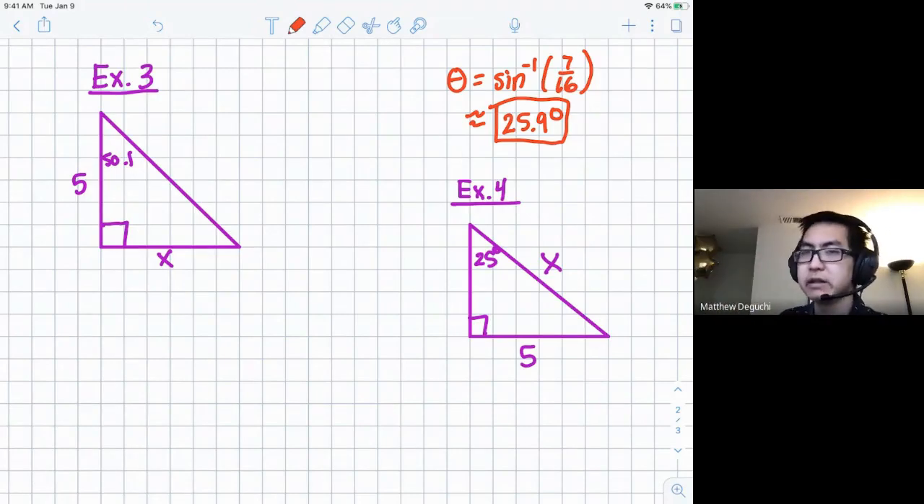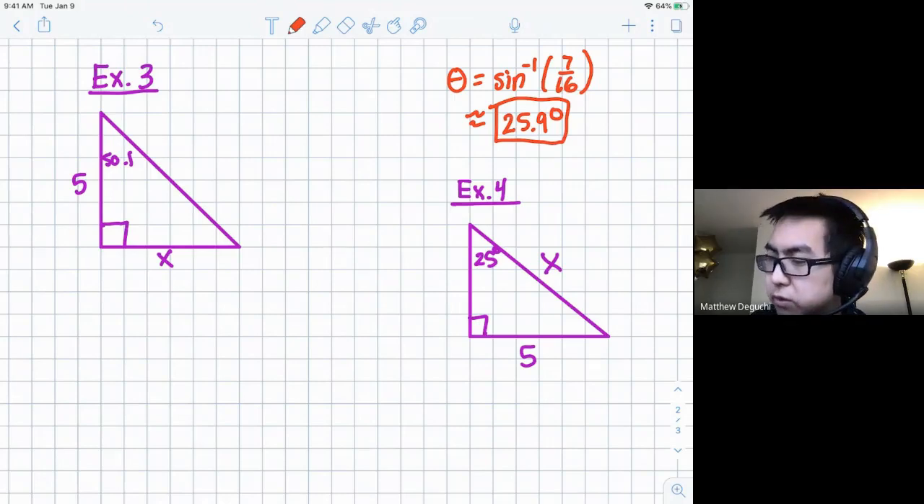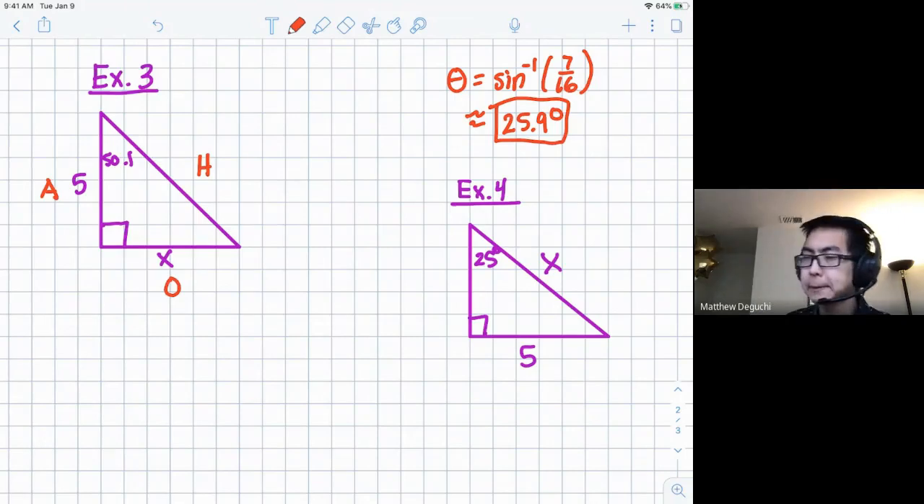So we have to be in the perspective of the angle measurement that they give us. So this side would be opposite, this side would be adjacent, and this side would be hypotenuse. So the trig identity that uses opposite and adjacent is tangent.